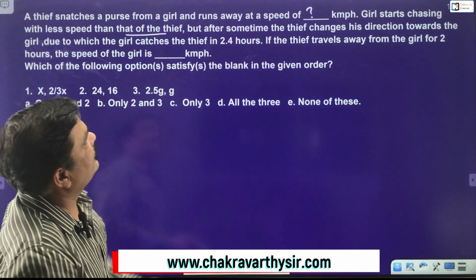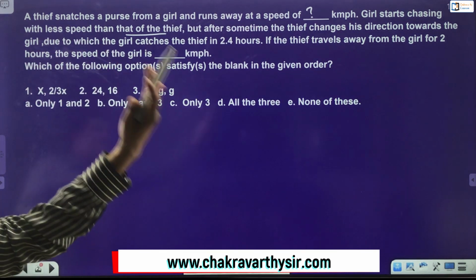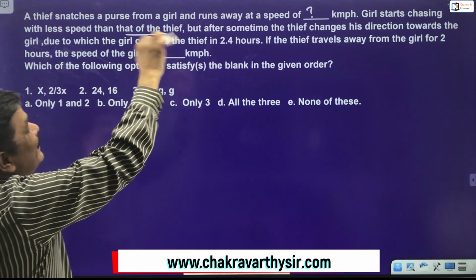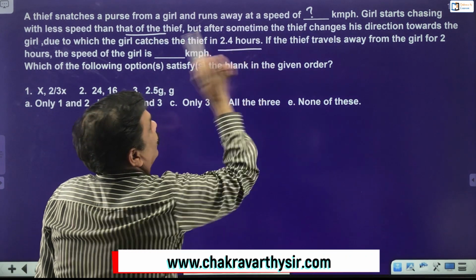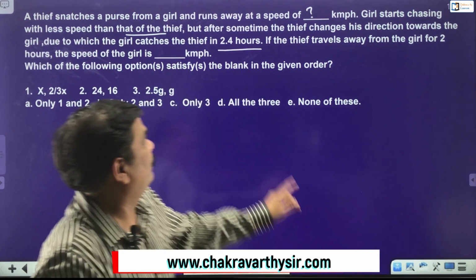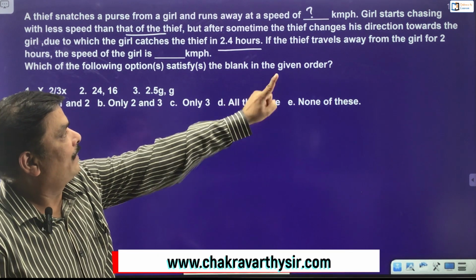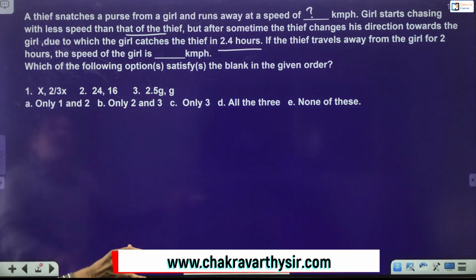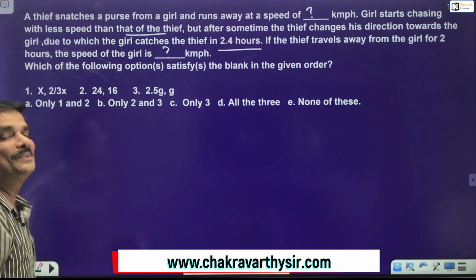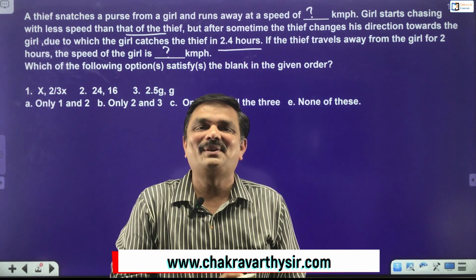Then after some time, the thief changes his direction towards the girl, due to which the girl catches the thief in 2.4 hours. What a fantastic information they have given, right? Further, they have given that if the thief travels away from the girl for 2 hours, then the speed of the girl is dash kilometers per hour. What a fantastic question is this one.